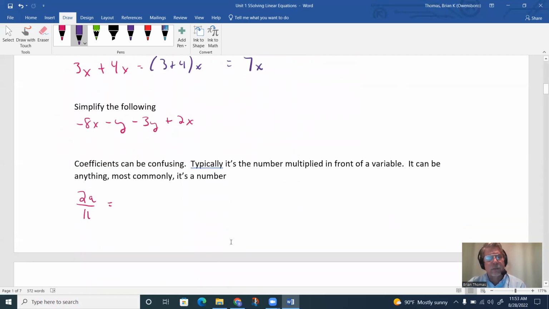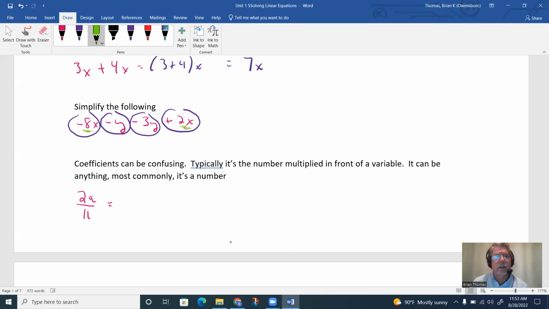So if I want to simplify -8x minus y minus 3y plus 2x, using the circle method, identify the terms: -8x, a -y, a -3y, and a 2x. Notice that the -8x and the +2x are like terms, so they can be combined together. If I add the coefficients, that's -8 plus 2. Since the signs are different, that tells me to subtract. 8 minus 2 is 6, and I keep the sign of the larger number, which is the -8, so it ends up being -6x.